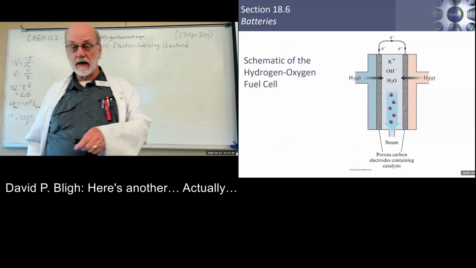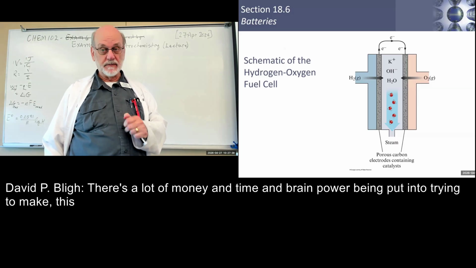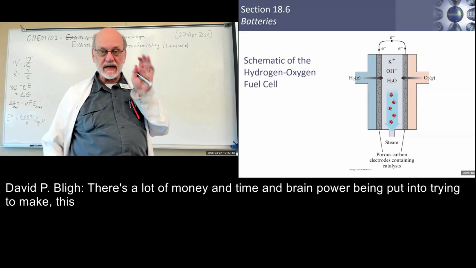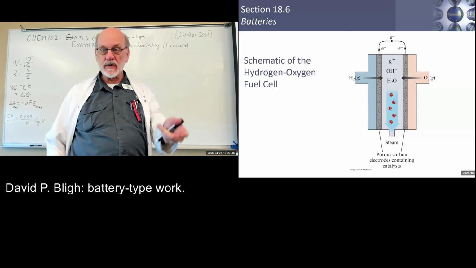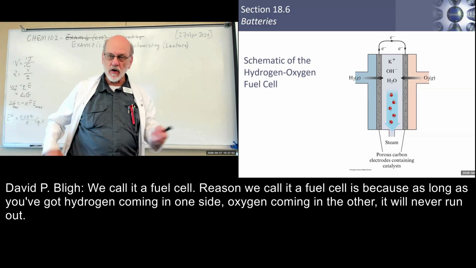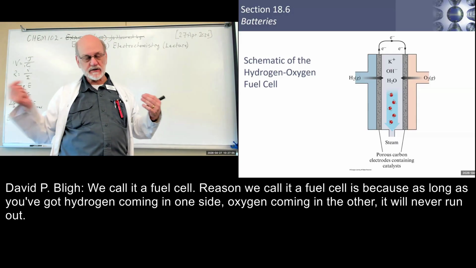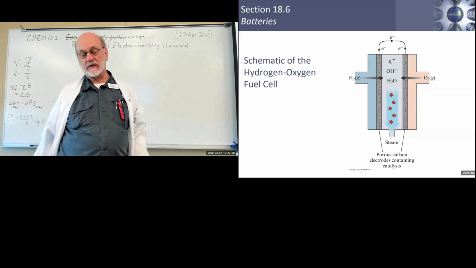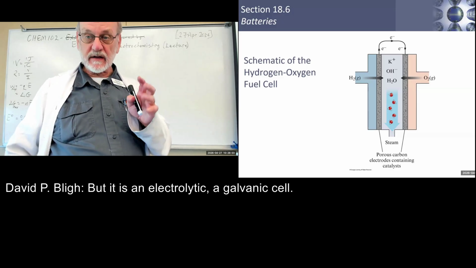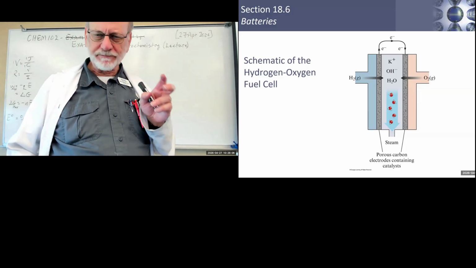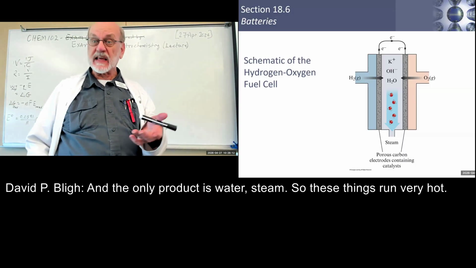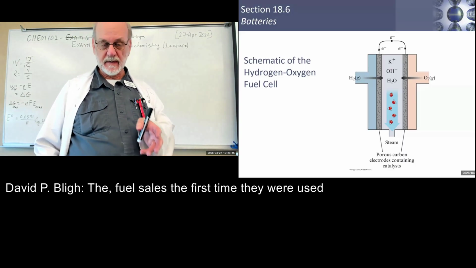Here's another. Actually, there's a lot of money and time and brain power being put into trying to make this battery type work. We call it a fuel cell. The reason we call it a fuel cell is because as long as you've got hydrogen coming in one side, oxygen coming in the other, it will never run out. You continue to supply reactants. But it is a galvanic cell. And the only product is water, steam. So these things run very hot.